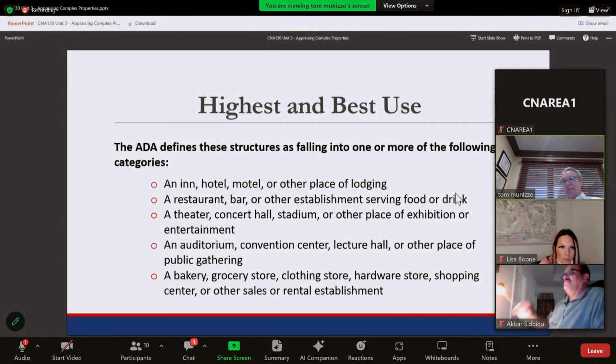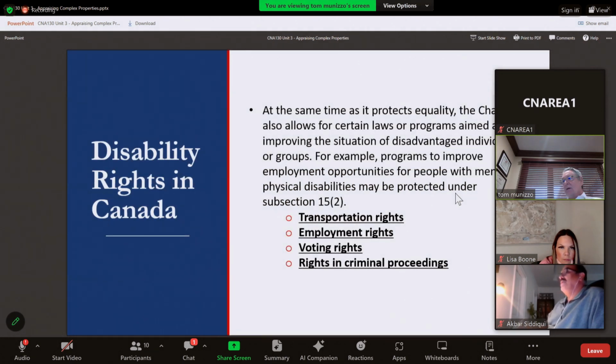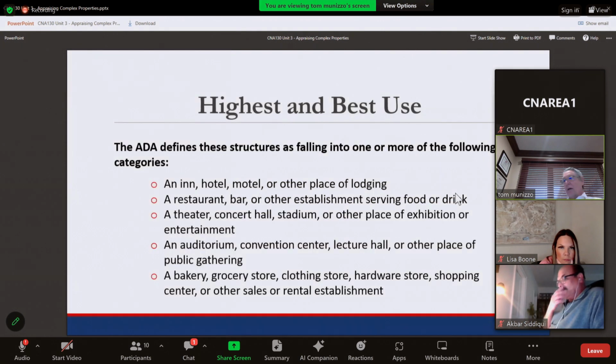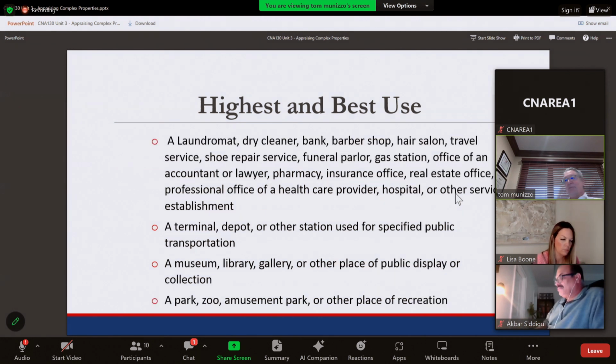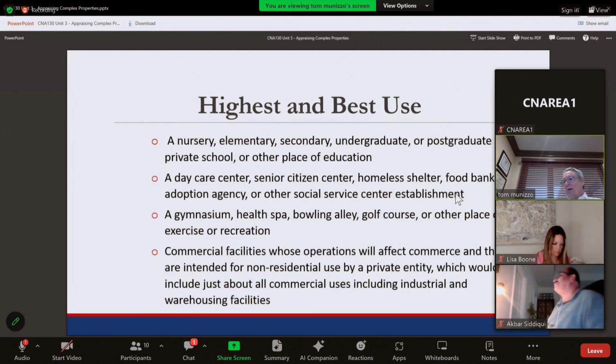The ADA defines these structures as falling into one or more of the following categories. Now, I would think this would be somewhat similar with the Canadian Charter, but like I said earlier, for a hotel or a motel, a restaurant, bar, theater, auditorium, stores, grocery store, hardware store, laundromats, terminal, train station, museum, library, zoo, amusement park. There's a lot of things: daycare center, gymnasium, commercial nursery.